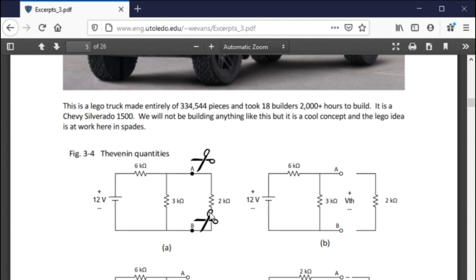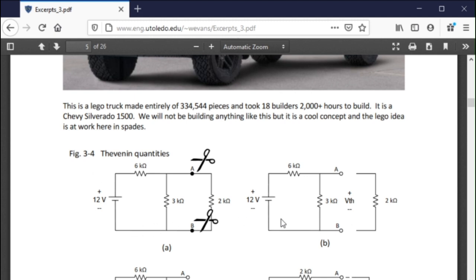So in order to do that, I would have to go through the accordion principles, or I can do this thing called Thevenin, which is a little bit easier. I think in most cases it's a little bit easier. So what you do is you cut the circuit right here at the AB terminals. You separate out that 2K resistor from the rest of the circuit.